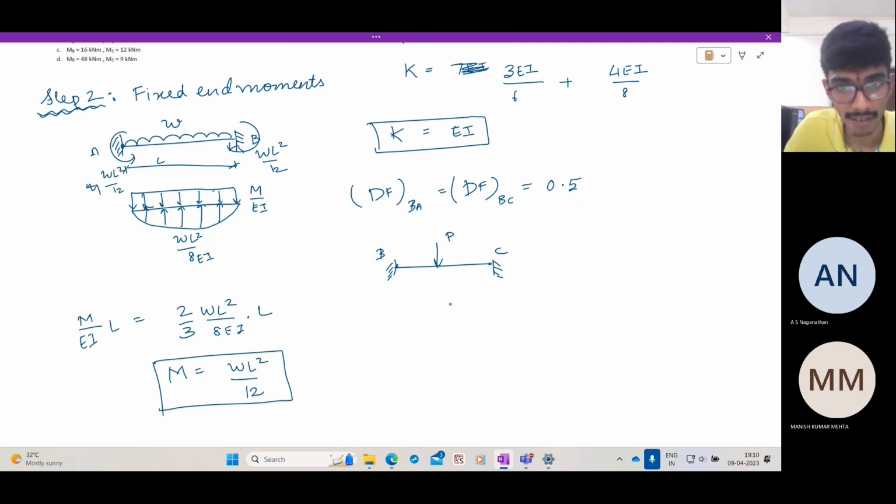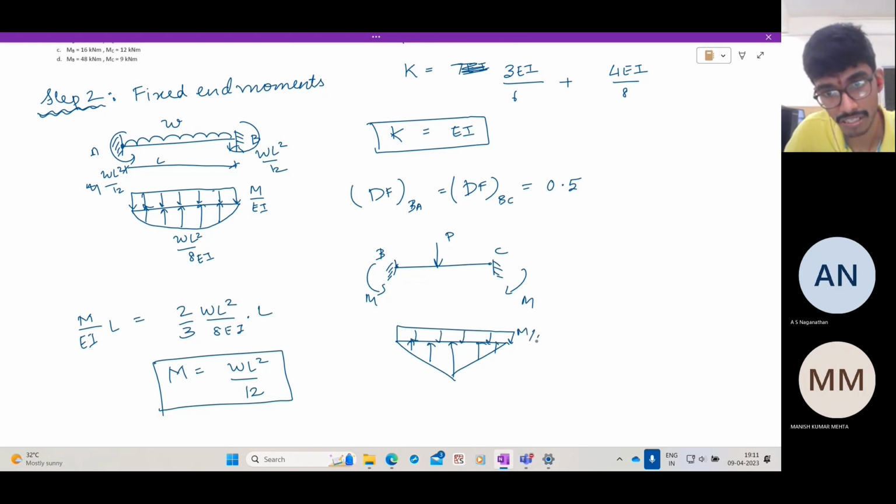Hogging moments. Here also you have some moments M. And because of symmetry, these two should be equal. So again, use the conjugate beam method. Due to the applied loading, you have something like this. And due to the fixed end moments that are generated, you have something like this.